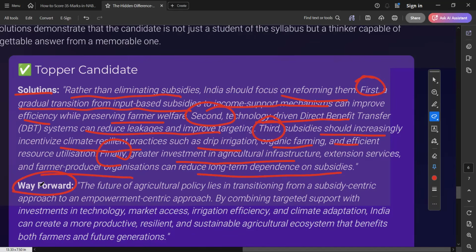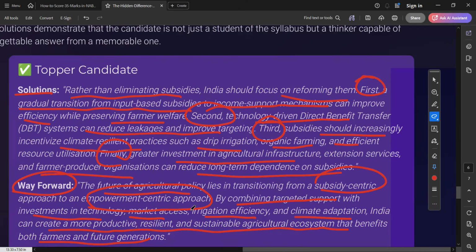Way forward. You don't need to write way forward explicitly, please. Okay. Just remember that. The future of the agriculture policy lies in transitioning from a subsidy-centric approach to empowerment-centric approach. By combining targeted support with investment in tech, market access, irrigation efficiency, climate adaptation, India can create more productive, resilient, and sustainable agriculture ecosystem that benefits both farmer and future generation.